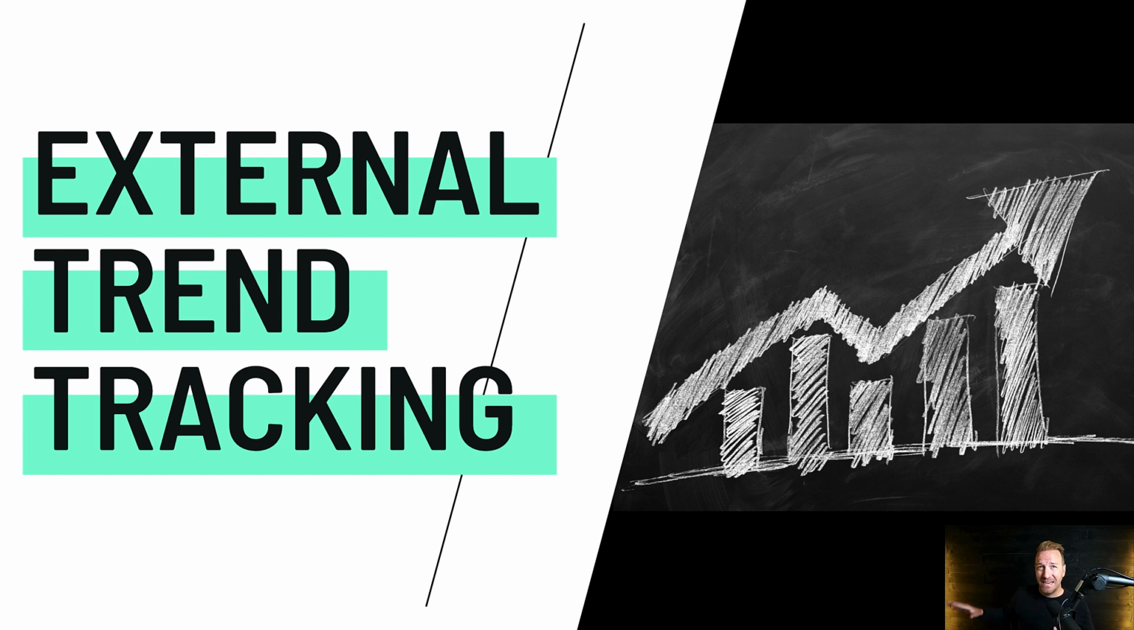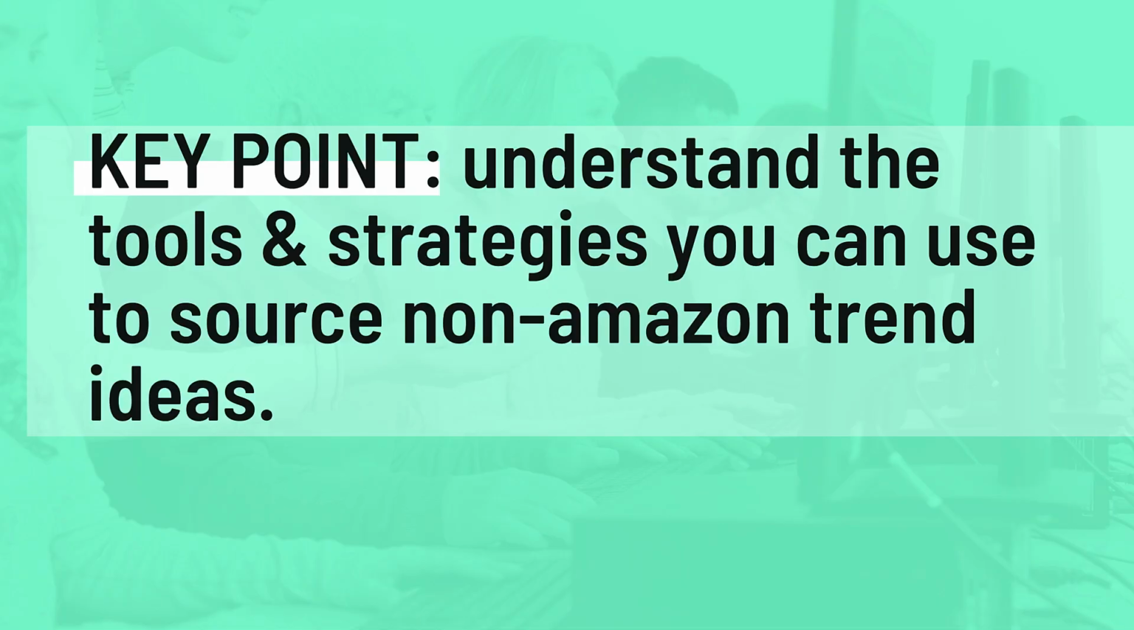You're looking for ideas, for strategies, for things that your customer archetype is seeking out, and then simply using Amazon as a backdrop just to see if the data is right for it to be effective on Amazon. But external trend tracking is usually the tip of the spear with innovative things that are happening within a particular niche or within a particular customer archetype that you can tap into, understand, and use for your own product development and differentiation strategies. So the purpose of this video is to understand the tools and strategies that you can use to source non-Amazon trend ideas.